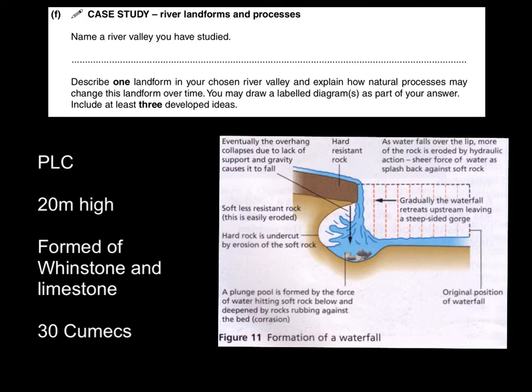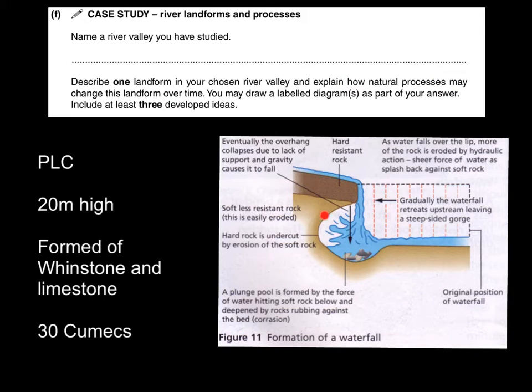The next thing is to explain how natural processes may change this over time. The sort of thing we're looking for is, first of all, this idea of erosion here. Erosion to form the plunge pool. Now, in particular, it says natural processes. You should be talking about hydraulic action. Okay, so hydraulic action, basically the force of the water pushing air into cracks, causing the limestone to erode. You should also be thinking possibly about abrasion. They call it corrosion down here, but it means the same thing. And again, that's going to increase the size of the plunge pool. So there's a couple of marks there talking about that.